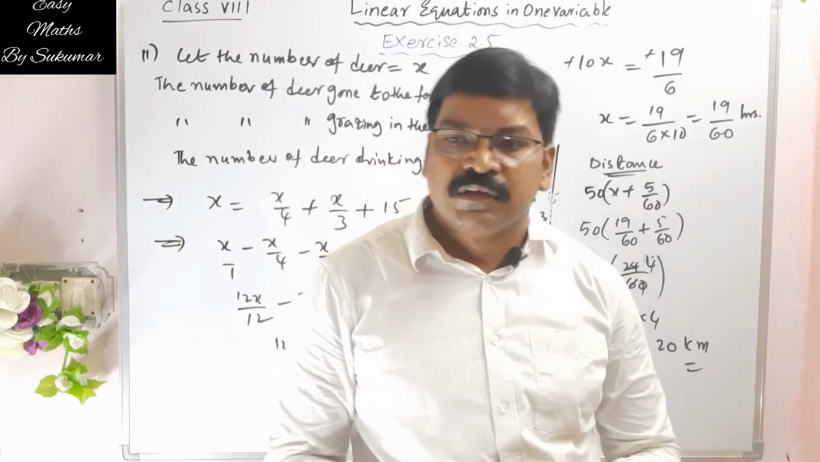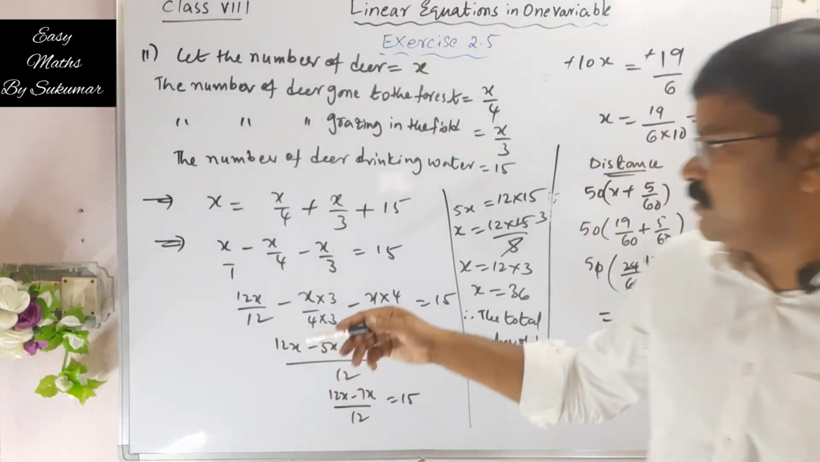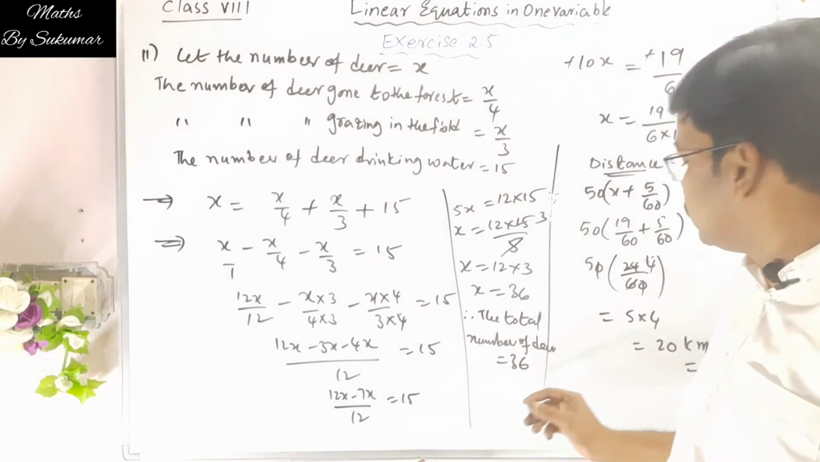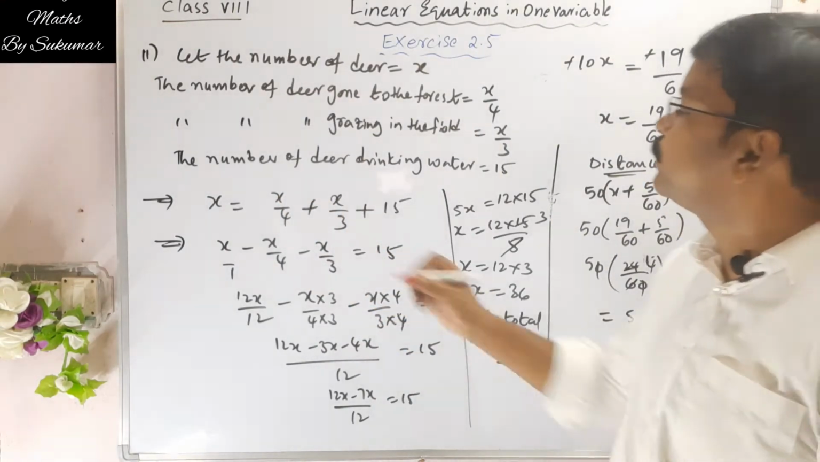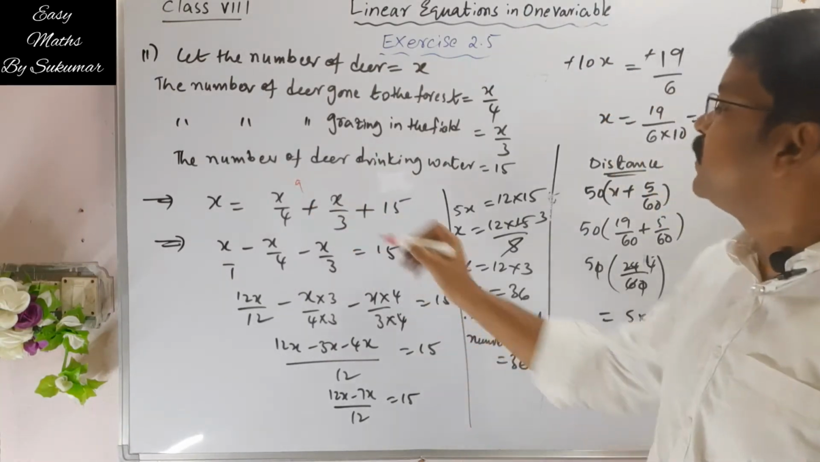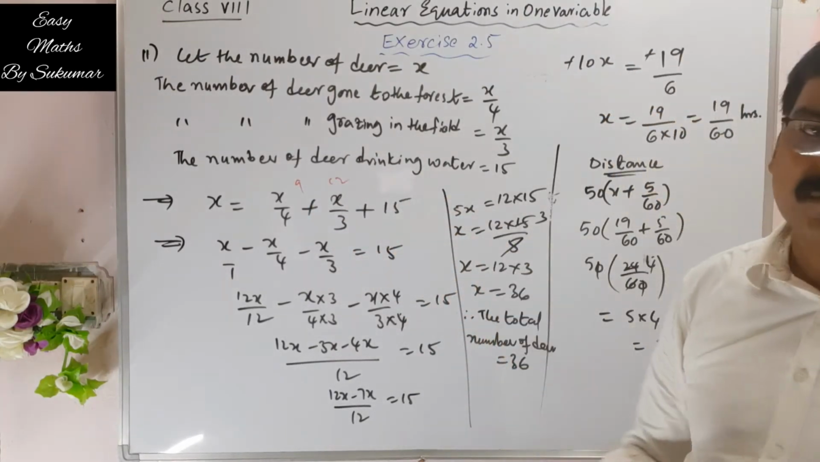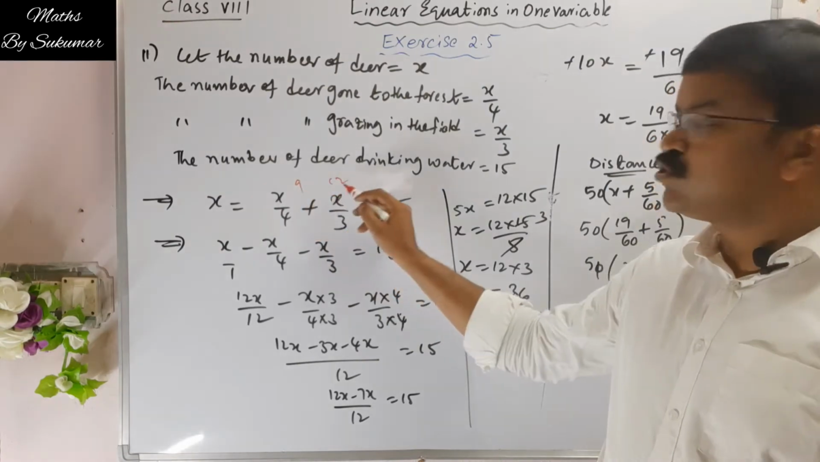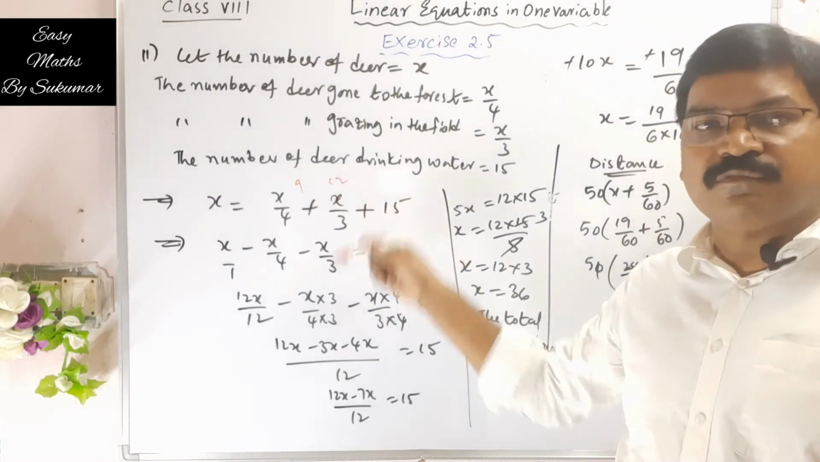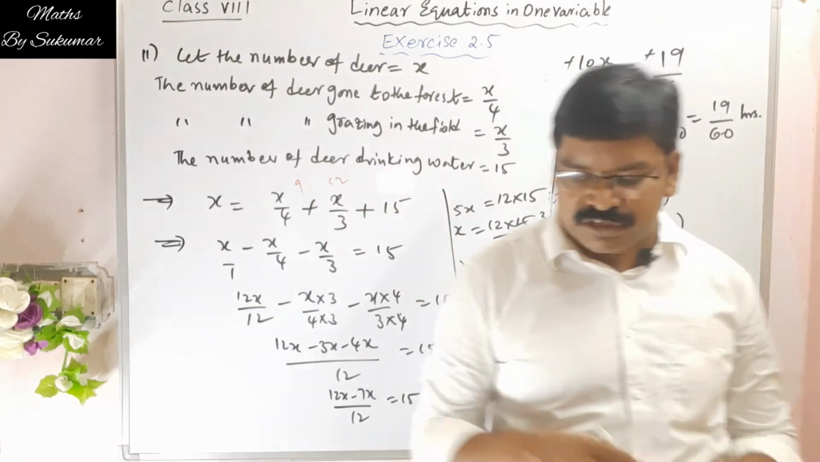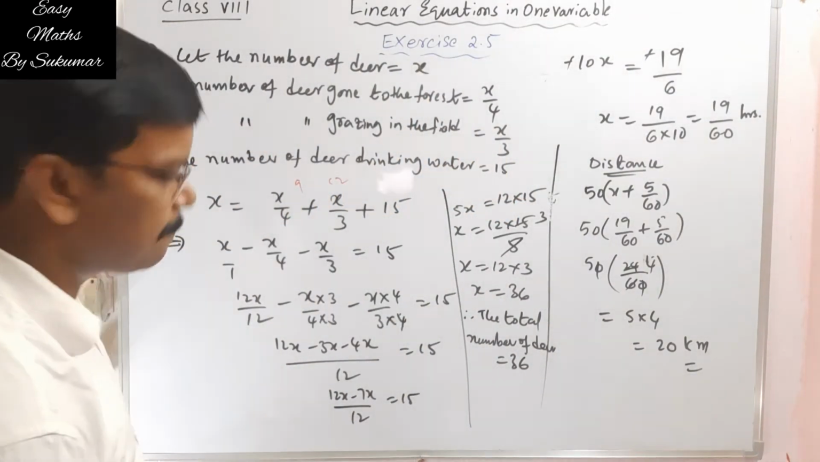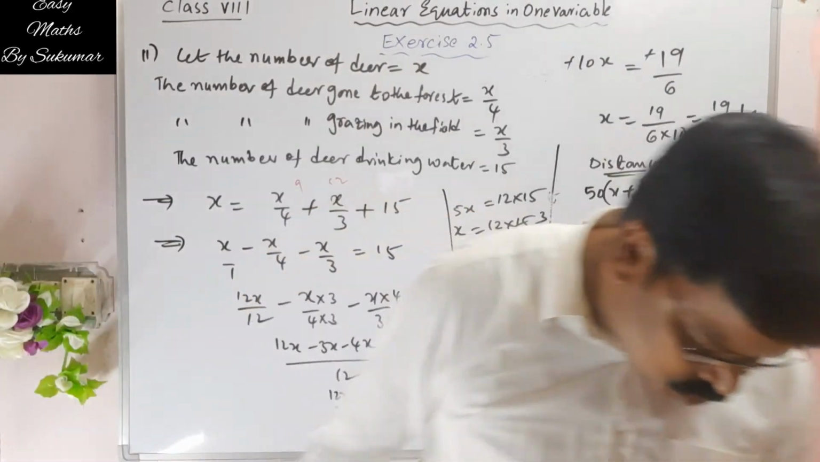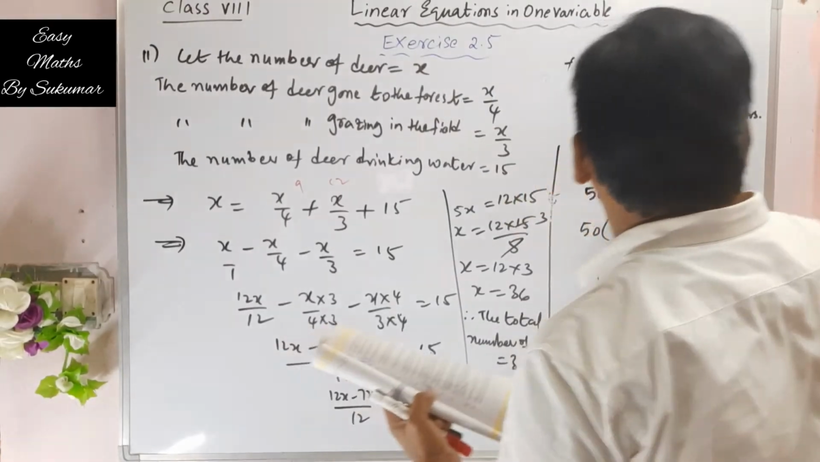Okay, my dear students, we can do the verification also here. The total number of deer is 36. That means 36 by 4 is 9, 36 by 3 is 12, and 15. So 9 plus 12 is 21, and 21 plus 15 is 36, which is equal to the total number of deer. Okay, coming to the 12th sum, my dear students.